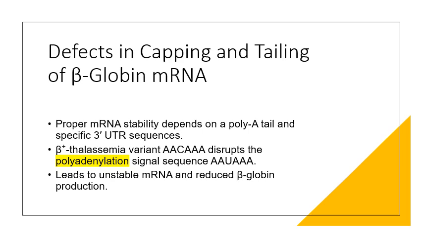mRNA needs proper capping and tailing to remain stable. So a variant in beta plus thalassemia disrupts this process, reducing mRNA stability and beta globin production.